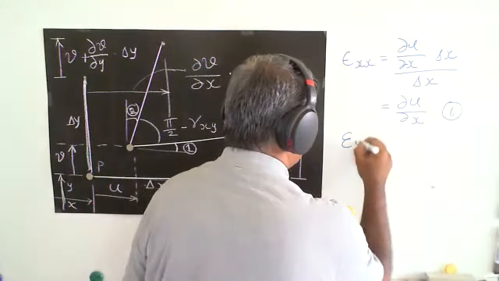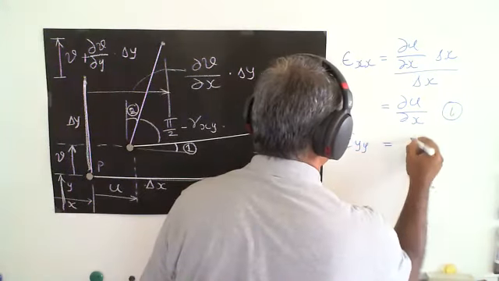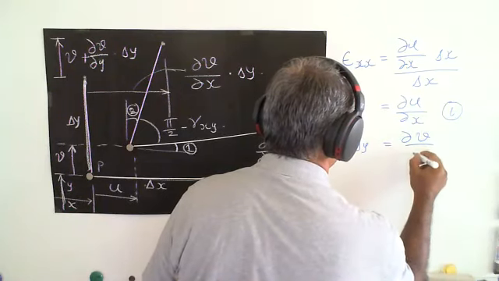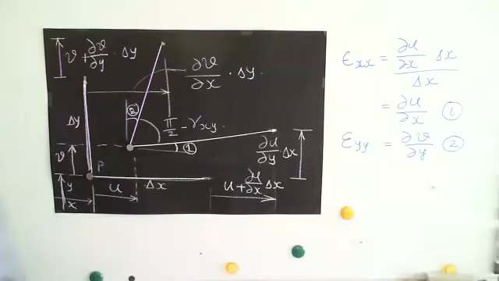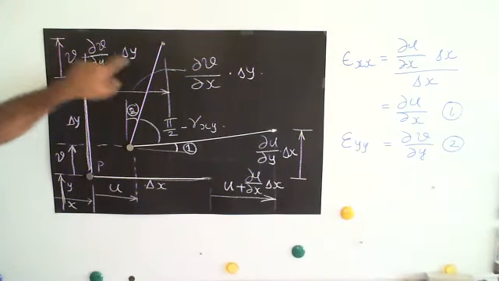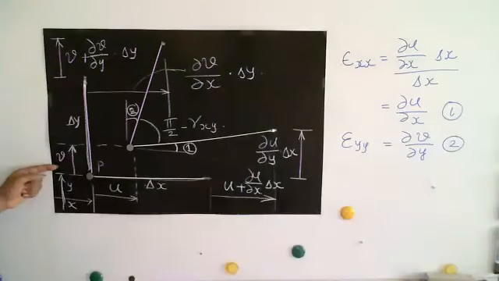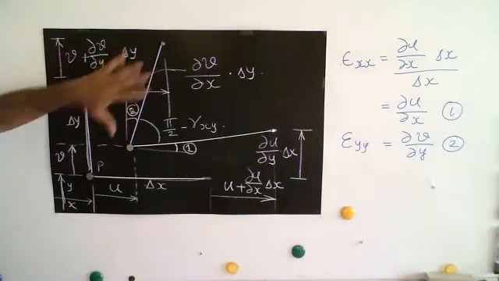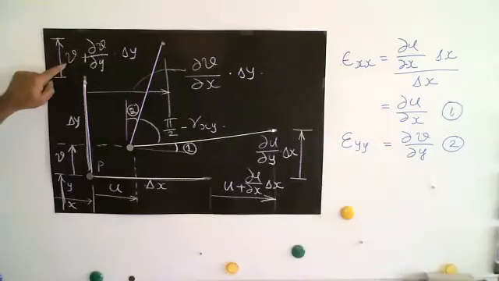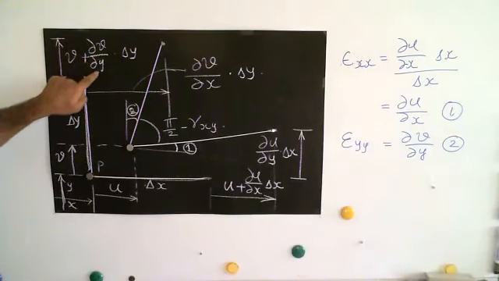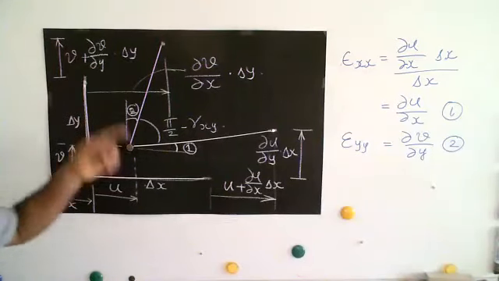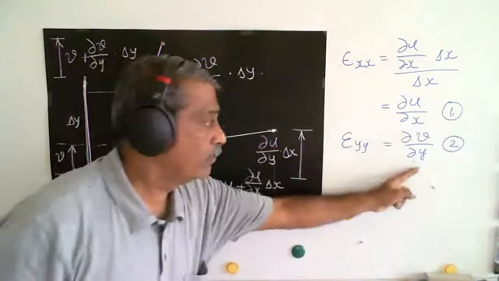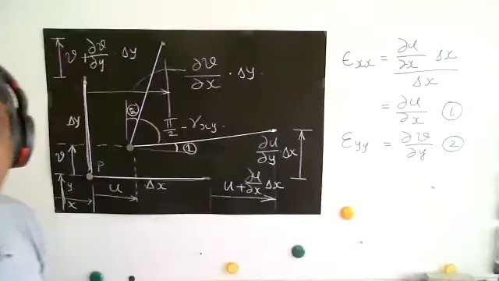Epsilon XX is equal to dou U by dou X times delta X divided by the length of the line element, which is delta X, which gives me dou U by dou X, right? Similarly, epsilon YY is simple for me, which is nothing but dou V by dou Y. This is clear to you, right? In a similar way I have to do V plus dou V by dou Y times delta Y minus V, which will give me the total elongation that has occurred here. And when I divide by delta Y, that will give me dou V by dou Y.